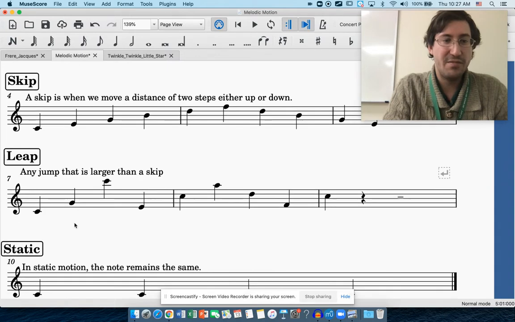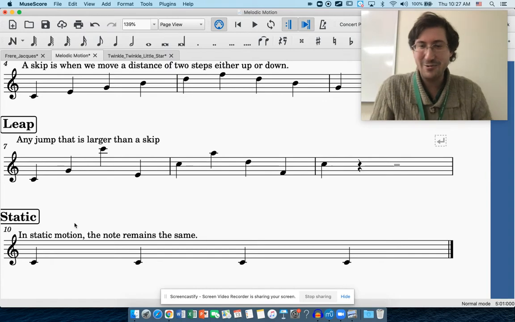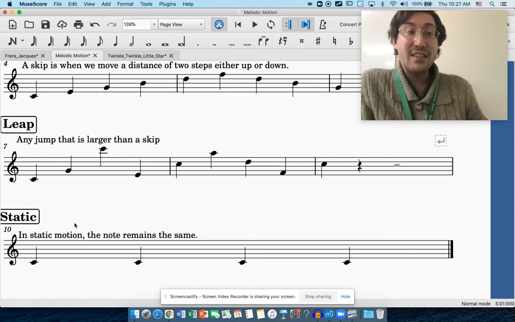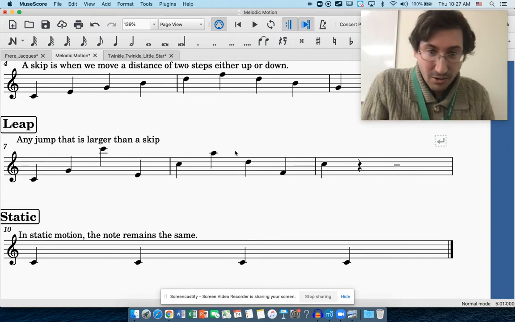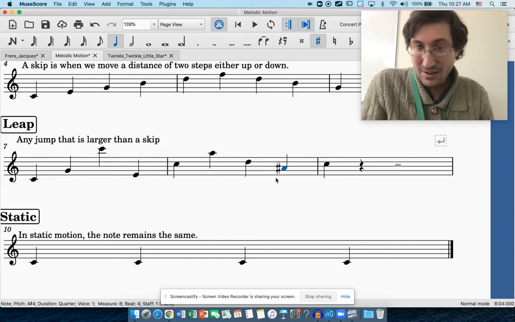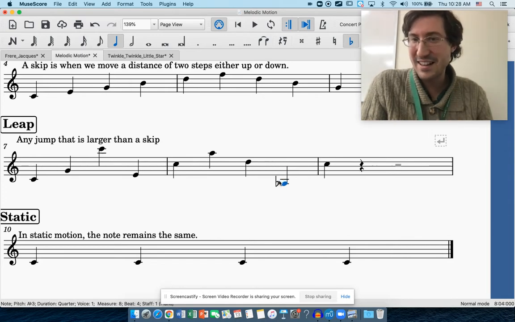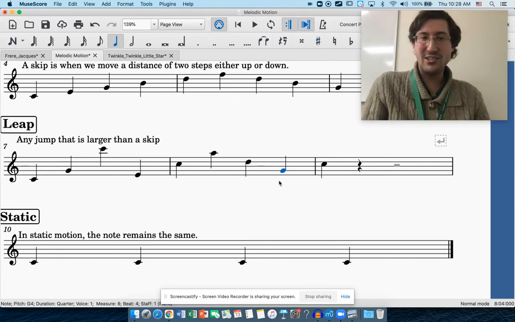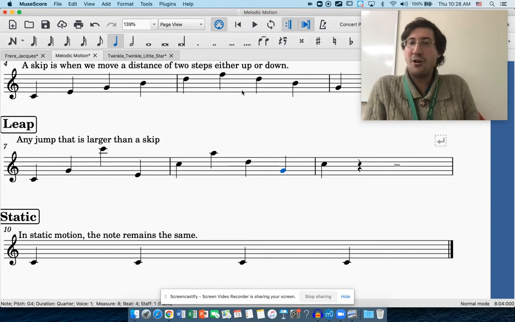Our third type of motion is a leap. Now, this one's a little bit vaguer. It's not quite as specific because a leap is simply anything that's going to be larger than this skip. So this is a leap. This would be a leap. This would be a leap. This would be a step because we're only skipping over one spot. So anything bigger than that is a leap. I can keep going and it's still a leap. As long as it's a jump on the staff that's bigger than that skip, we have what's called a leap.